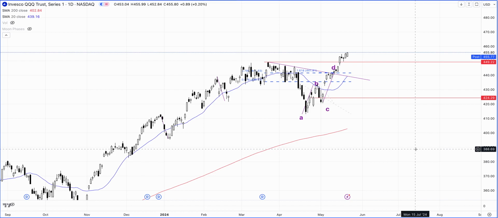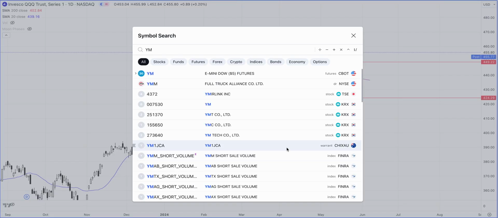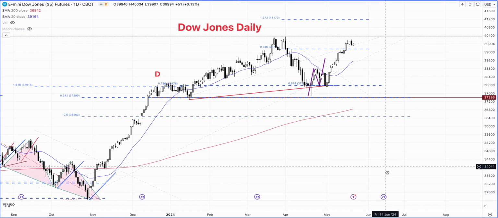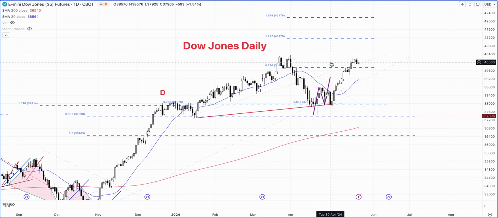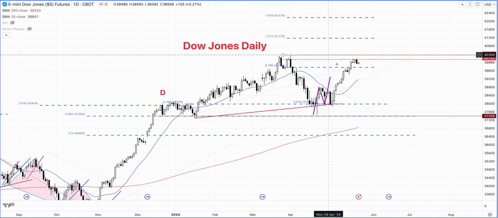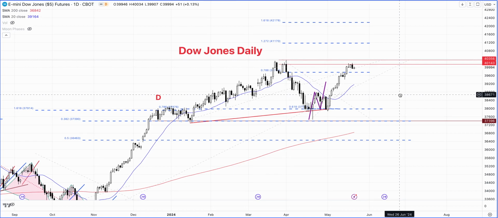Now let's go and take a look at the daily E-mini futures for the Dow Jones. Dow Jones, you can see, is giving a different kind of picture. The market has gone into this gap area. Here we go. Between this wick, I like to describe this as a gap.